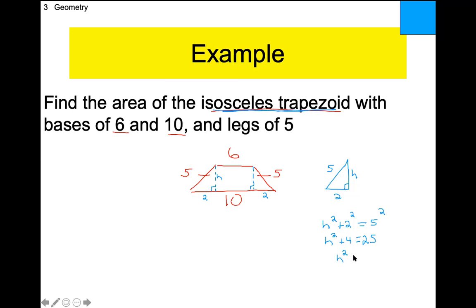Subtract 4 from both sides. And then take the square root of 21, which cancels out the square on h. Any perfect squares in 21? I don't think so. Right. So now we can go right to the formula. The area of a trapezoid is equal to, I'll do the calculator-friendly one, the height, which we just figured out was?